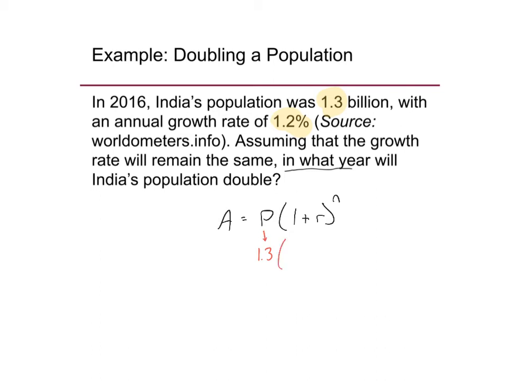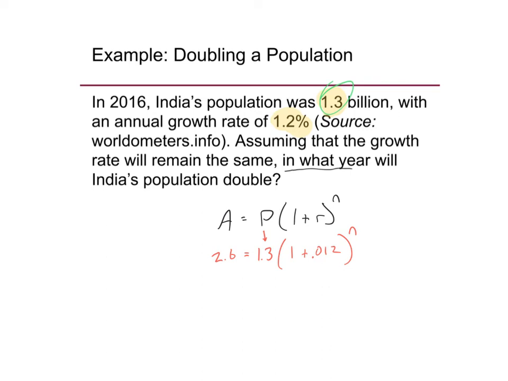Inside of the parentheses, we know 1 plus my growth rate is 0.012. 1.2% is 0.012. I'm going to keep the n as an n because I don't know what that value is. But what about A? We do know that. If we're being asked for their population to double, then A is 2.6. How did I get that? Well, I took the 1.3 and I just doubled it. 1.3 plus 1.3 is 2.6 billion people.